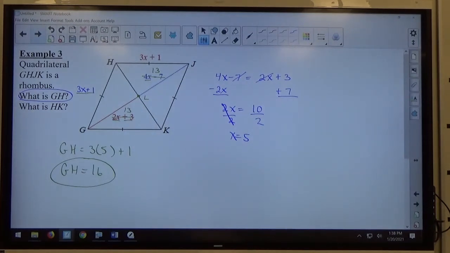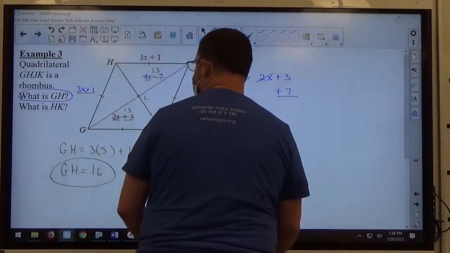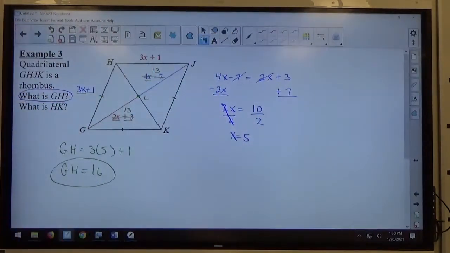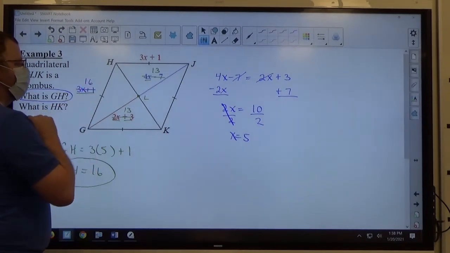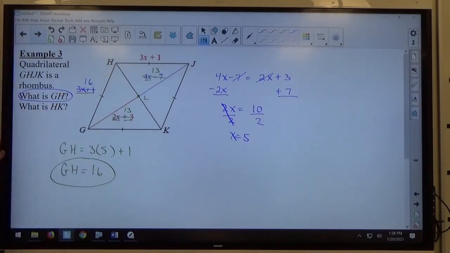So next they ask us to find HK. That's interesting. Does anybody have any thoughts off the top of their head how we're going to find out how big HK is? Add 13 and 13. Add what? The two things you just found. So 16 and 13 makes 29? Not that, the GJ or whatever. Well, GJ and HK don't have to be the same. They're not required to be the same. Well, then I couldn't tell you.